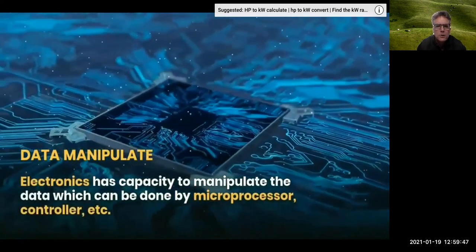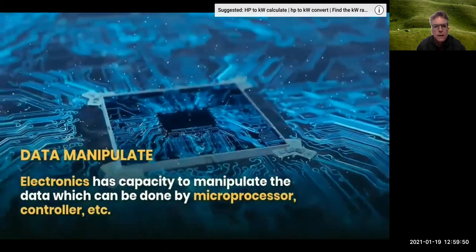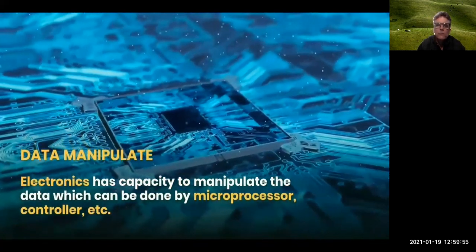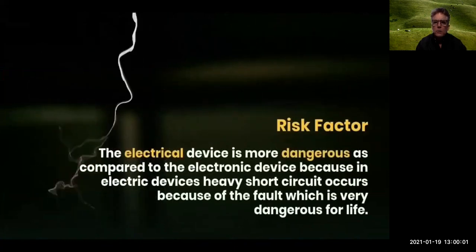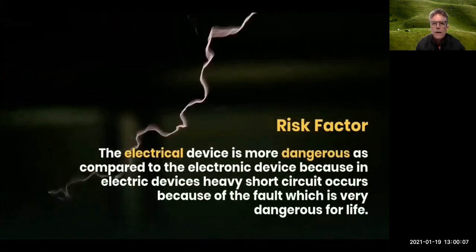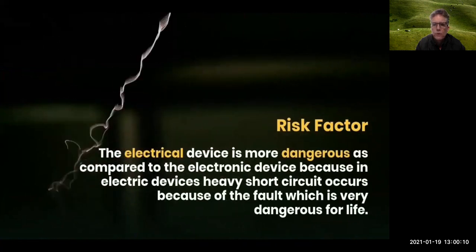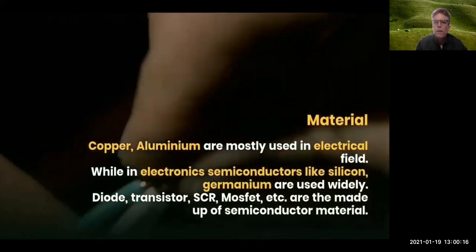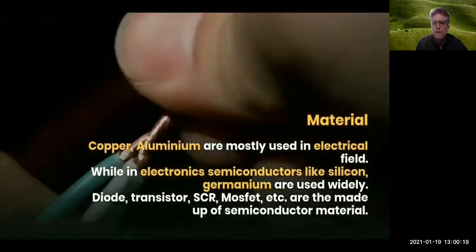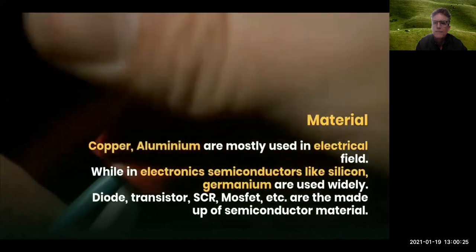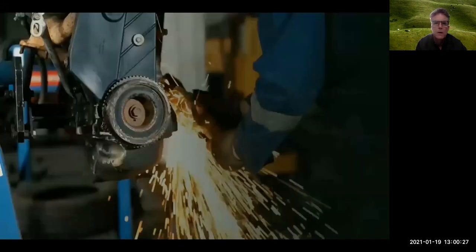Data manipulation: electronics has the capacity to manipulate data, which can be done by microprocessors, controllers, etc. They are about storing and manipulating data. Risk factor: the electrical device is more dangerous compared to an electronic device because in an electrical device, heavy short circuits can occur. That means these wires shorting out, and they will be at 110, not 1.5 volts. The material: copper and aluminum are mostly used in electrical, while in electronics it's semiconductors, silicon, germanium, diodes.